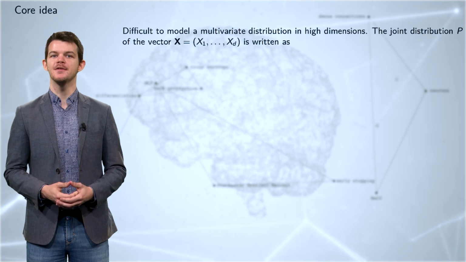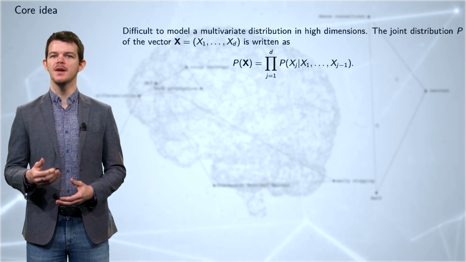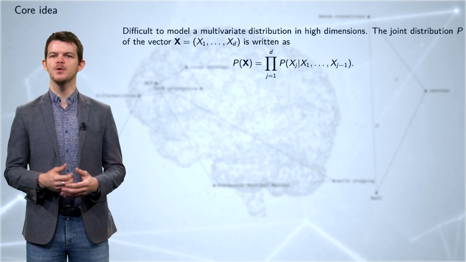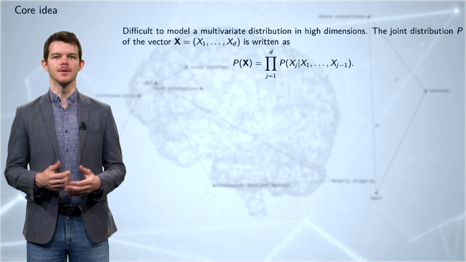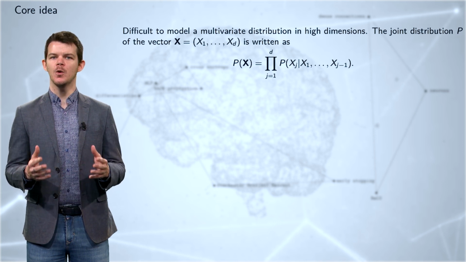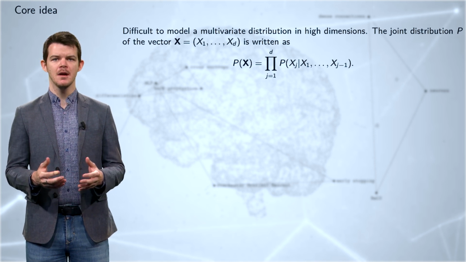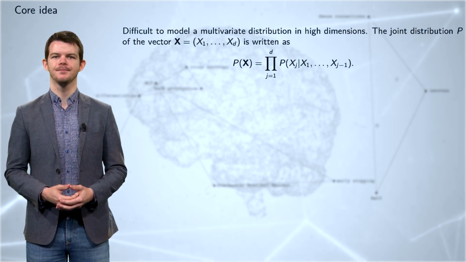The starting point of this method is to rewrite the density P of the joint distribution as a product of conditional distributions P of xj given x1 until xj-1. This decomposition is very generic. Regardless of the distribution, you can always use this decomposition. However, the precise decomposition depends on the order of the variables, since we first consider the distribution of x1, then the distribution of x2 given x1, and so on.